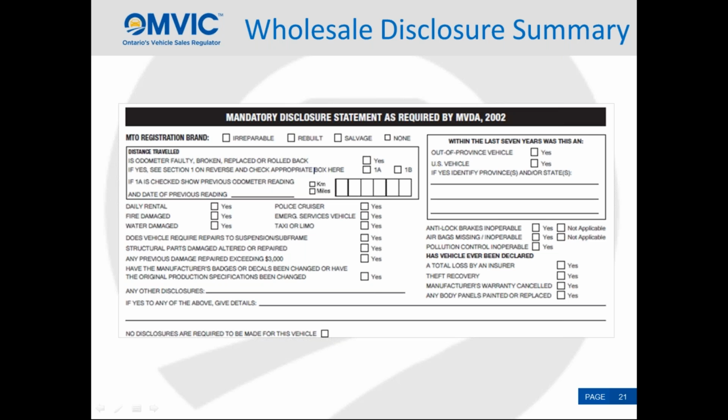Was it deemed a total loss? Is there frame damage that's been repaired? So there's a lot more than just what's on these vehicle history reports that has to be disclosed. And certainly the auctions are taking a very strict position on this stuff.